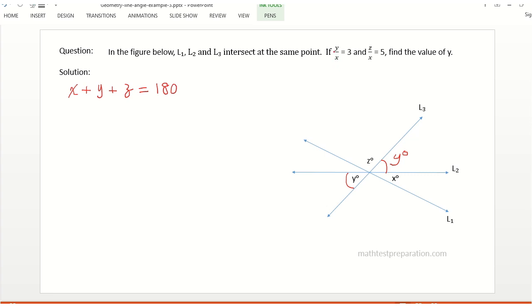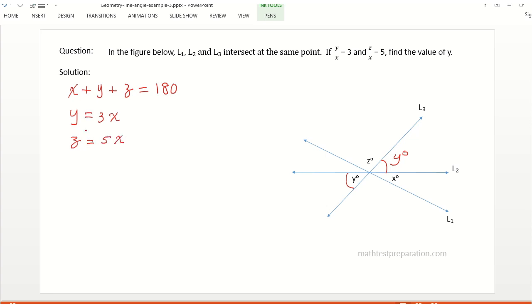We are given the ratio of y to x equals 3. So y equals 3x. We are given z to x equals 5. So z equals 5x.